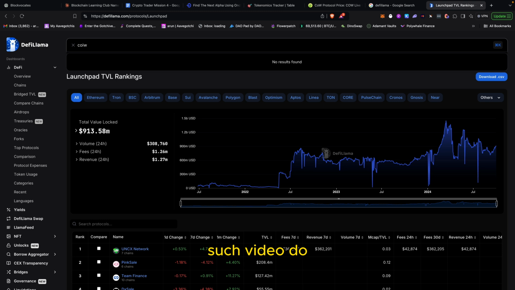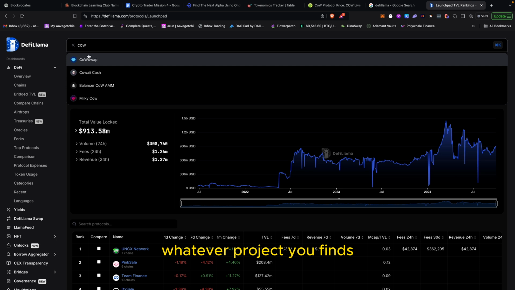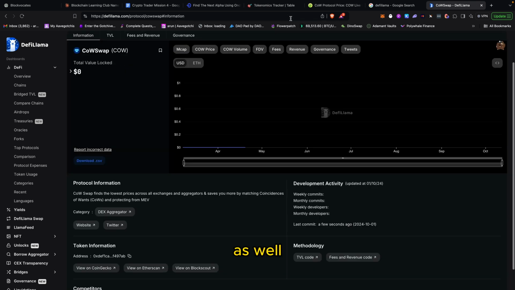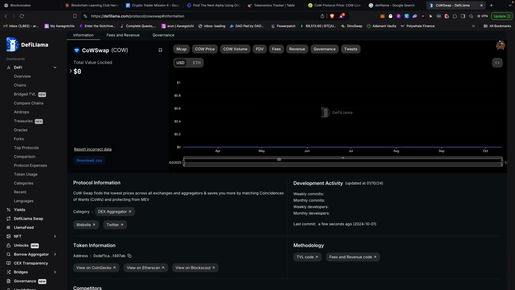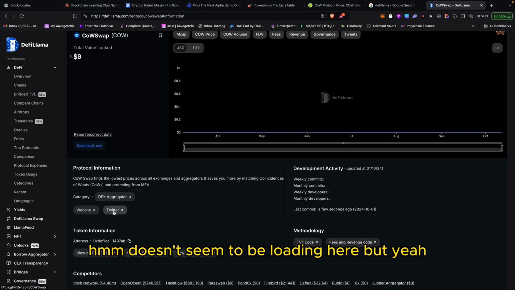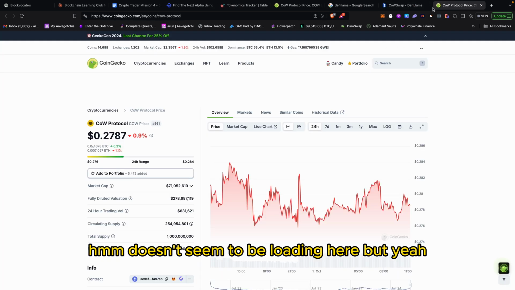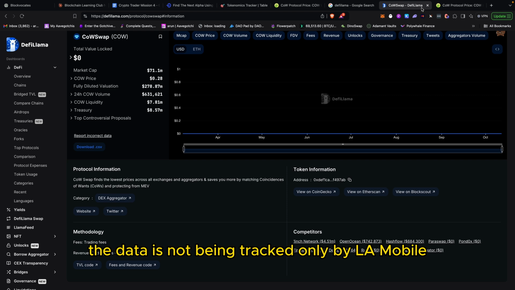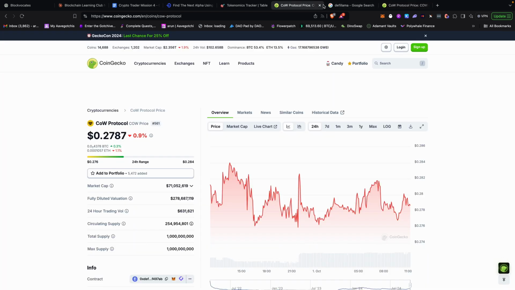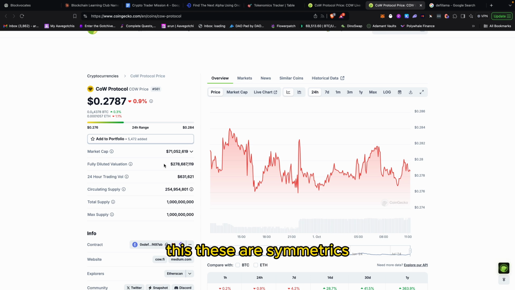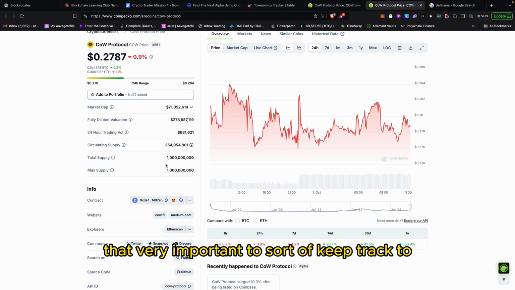Search for it here too. You can do this similarly for whatever project you find. So it goes for... it doesn't seem to be loading here, but yeah, the data is not being tracked on the file number. Let's see, the price has... These are some metrics that are very important to keep track of.